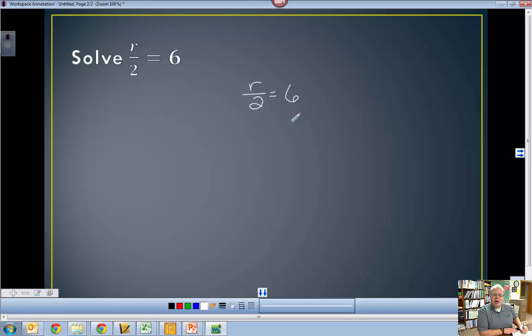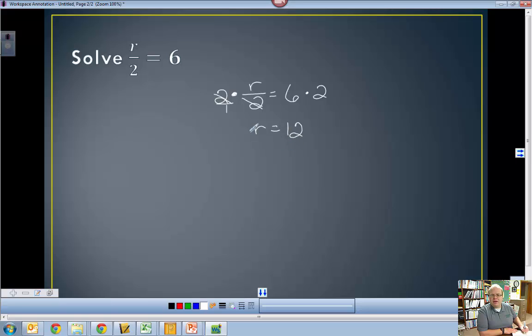Step 4, do I need to combine like terms? I don't. Step 5, do I need to move my constant? There is no constant. In order to move this 2 to the other side, I'm currently dividing. So remember, we have to do the opposite. If I multiply by 2, that's going to shift it to the other side. Now 2 divided by 2, because remember this is 2 over 1, those cancel each other out, so I'm left with r equals 12.